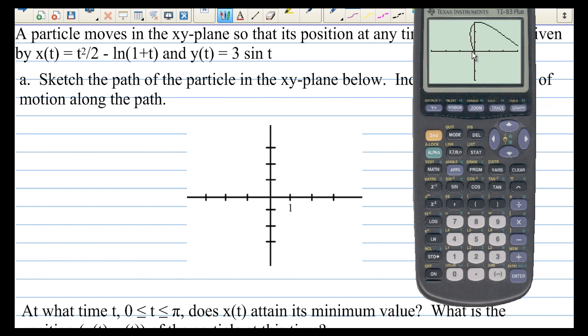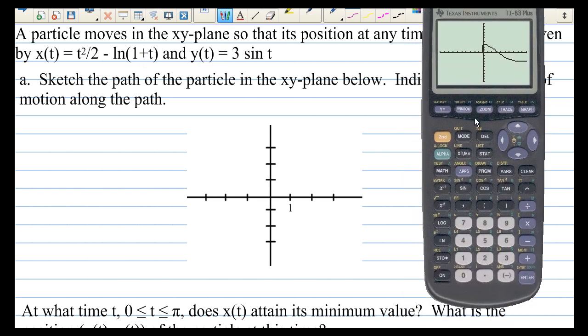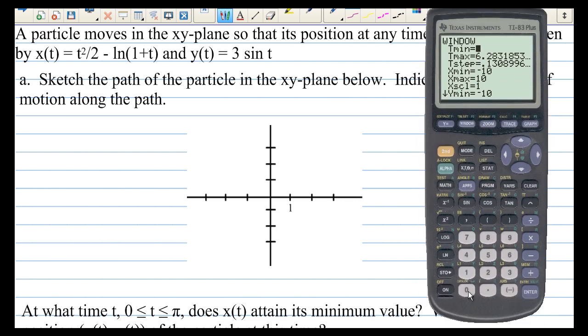All right, so it goes up to about 3 and then comes down. I wonder if we can zoom out and see a little bit more of that. Oh, actually, I think I had the window set to from 0 to 2 pi, but we want t to go from 0 to pi. So good thing I looked at this. 0 to pi. Let's see what that looks like. Graph.